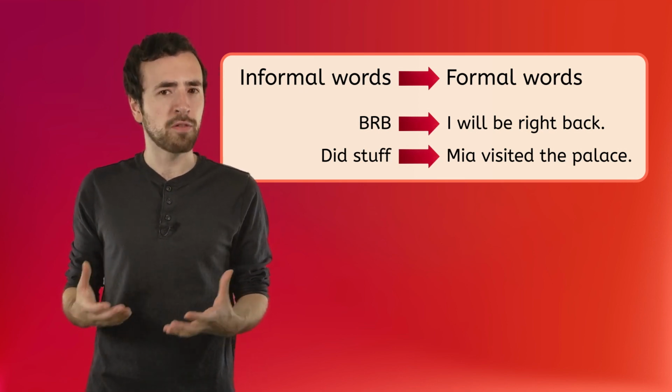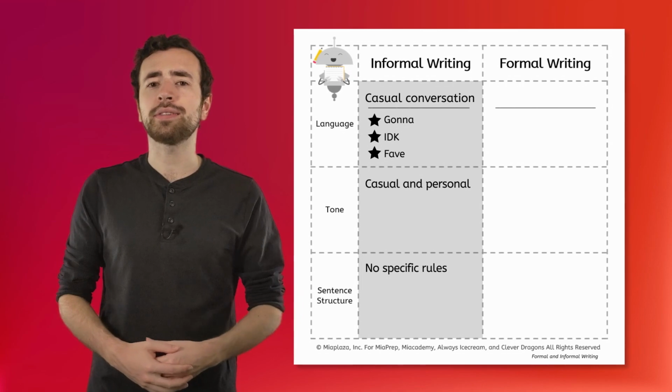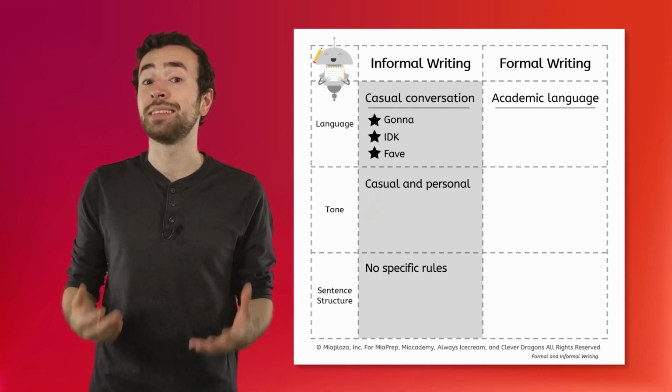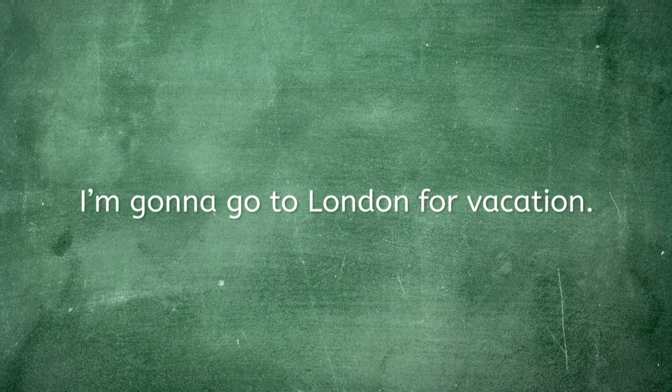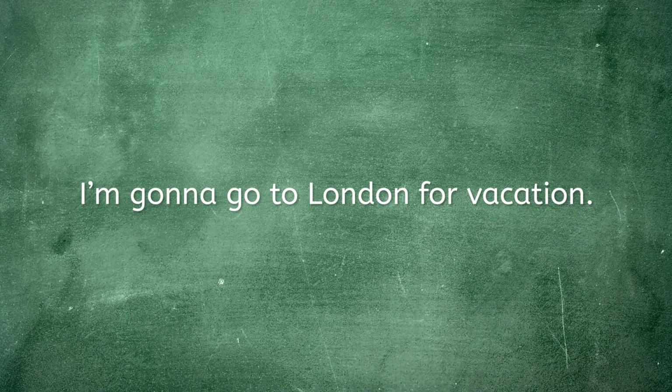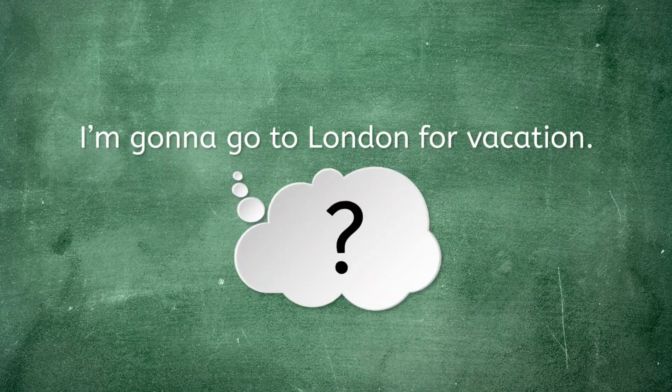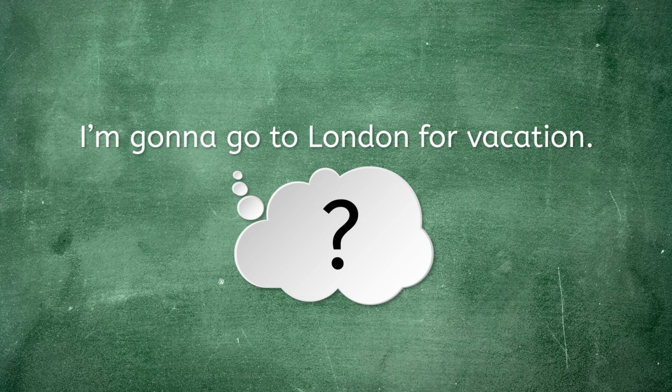With formal writing, the language needs to be more academic. Look at this sentence. I'm going to go to London for vacation. Think about what we need to change to make it formal.